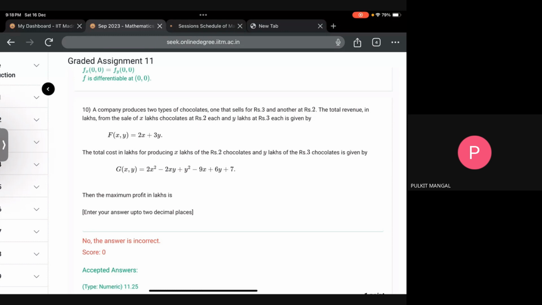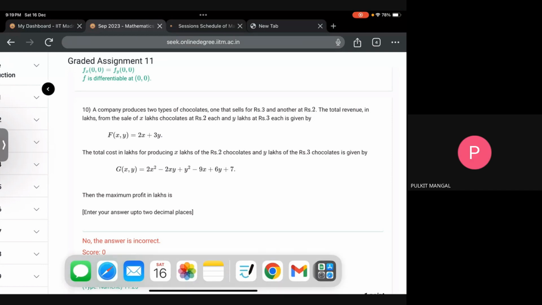So see, f function is the total revenue, that means you can say this is my selling price. And g function is my cost price. So profit is selling price minus cost price, that is f minus g. It is asking for the maximum profit, so you have to find the local maximum for the function f minus g. Okay, sir, got it. And whatever point comes out, just put it in the equation and get the maximum value.